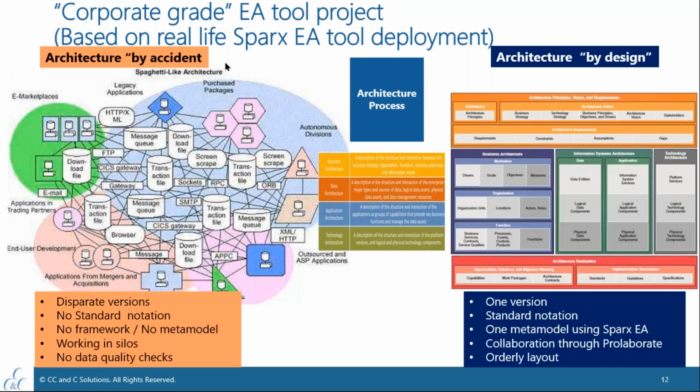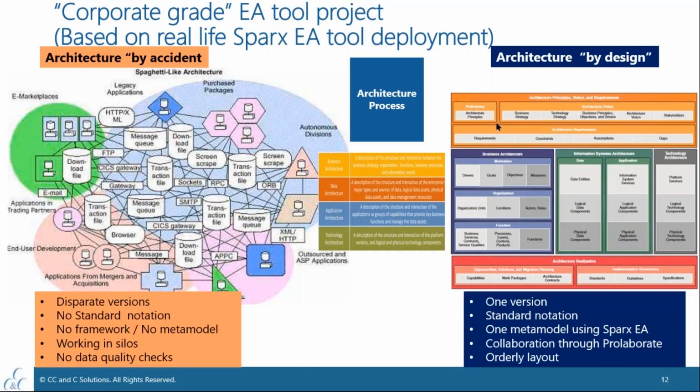So what are the characteristics of this architecture by accident? They were using disparate, different versions of Sparx. There are over 200 licenses, and there was no standard notation. They were using their own homegrown notation. No framework, no meta model to tie them all together. They were all working in silos. Each one was using the Sparx EA tool for a specific purpose. Some for application portfolio management, some for requirements gathering, some for a bit of solution architecture work. So there was no cohesion. And of course, there was no data quality.